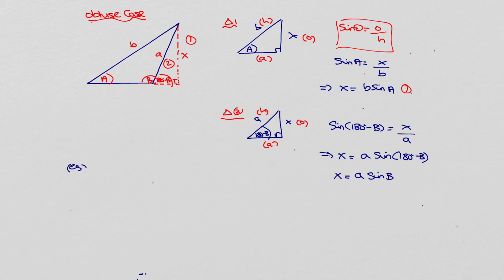So in other words, if I get sine 30, that's the same as saying sine 180 minus 30. In other words, sine 150 has the same value as sine 30. And now the rest of the proof is exactly the same as before. Let me just rub this bit out. Where we equate 1 and 2.